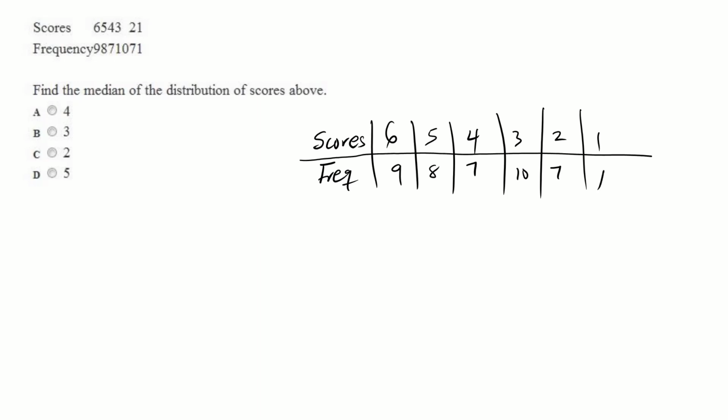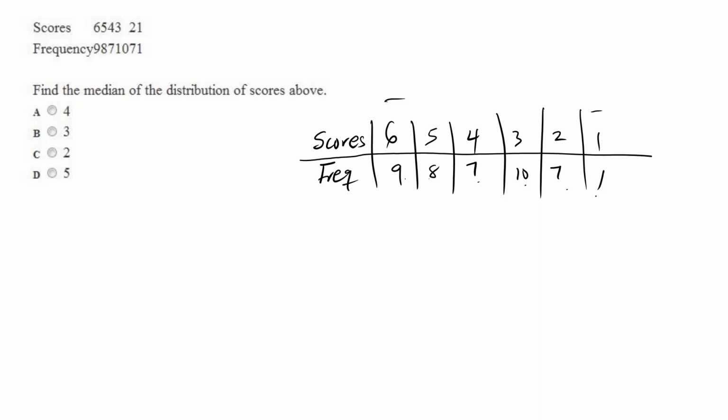Here we are looking for the median. The way I recommend, the way I do this, is to work with the frequency. If I were to arrange this one after the other in ascending order, it would take some time. So we can use the frequency and try to work this out. Even though our data are arranged in descending order, here we have 6 to 1, we can still work along with that. So this is 9, 8, 7, 10, 7, and 1.